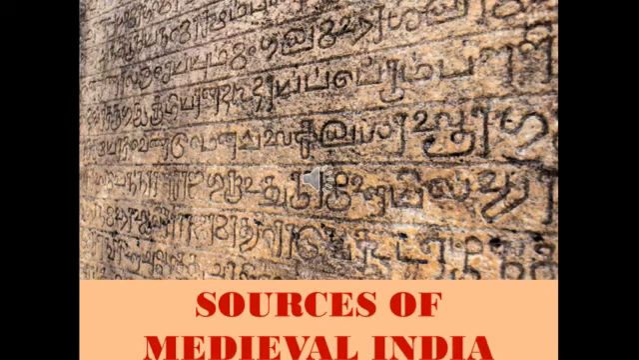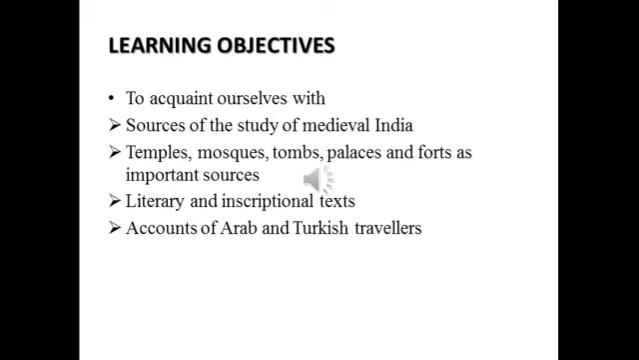Okay students, take your social science book and come to page number 102. We will start with the very first lesson in history, sources of medieval India. In the first lesson, what are you going to learn? First is the learning objectives: to acquaint ourselves with, and to acquaint means to become familiar.